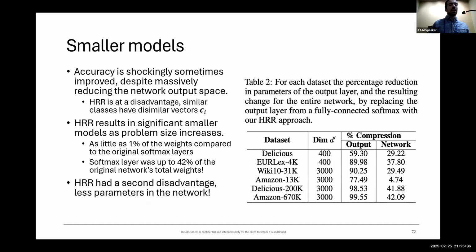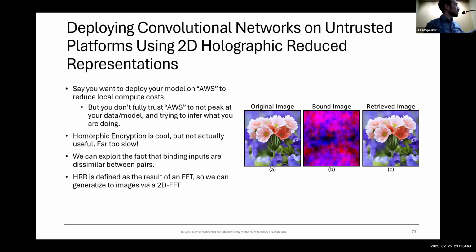Let's keep going. These are just some results. I'm going a little slow, so like here I'm just showing that the network was much smaller using HRRs instead of doing the naive approach. So let's go to another fun example.